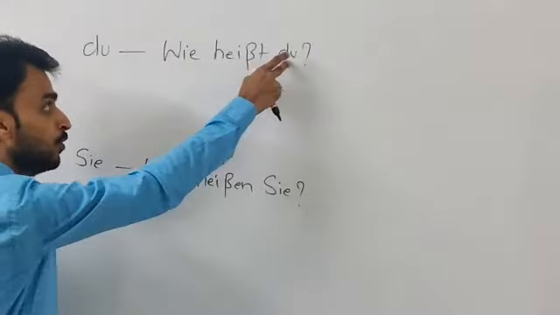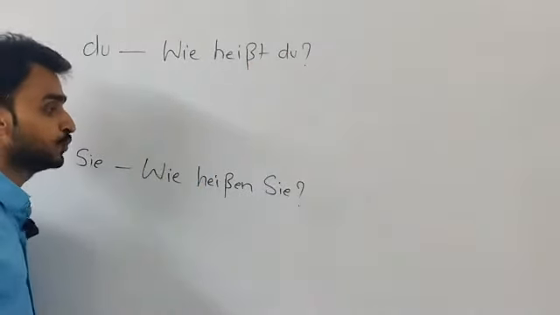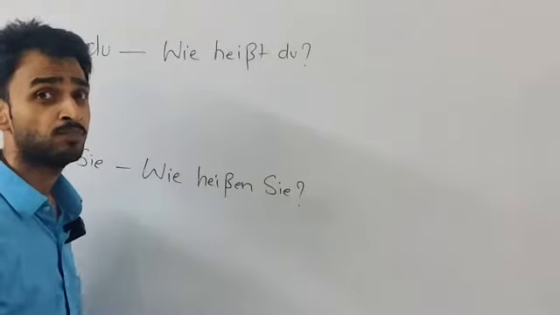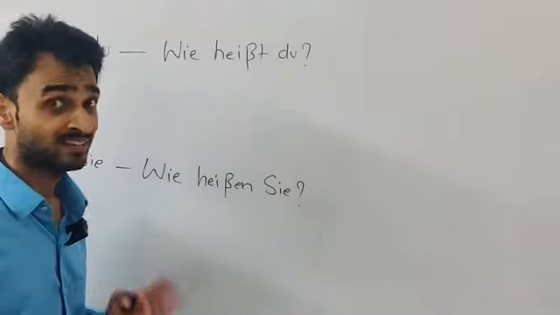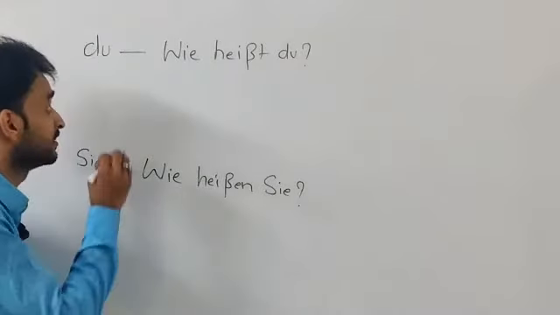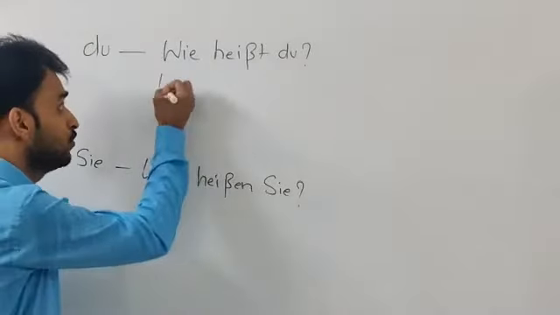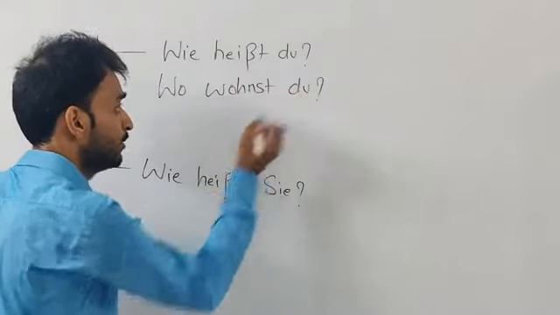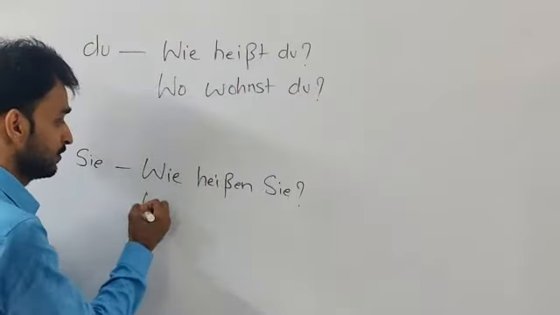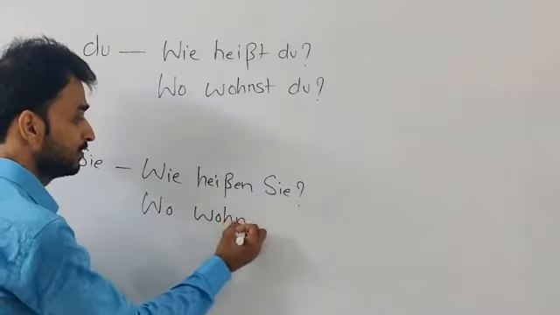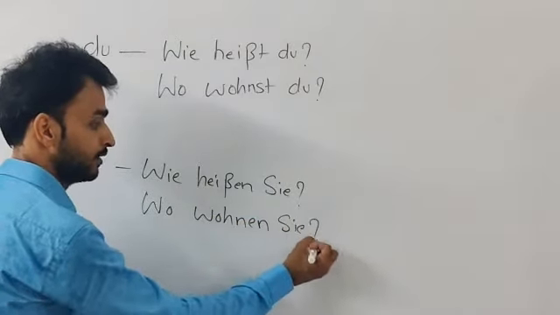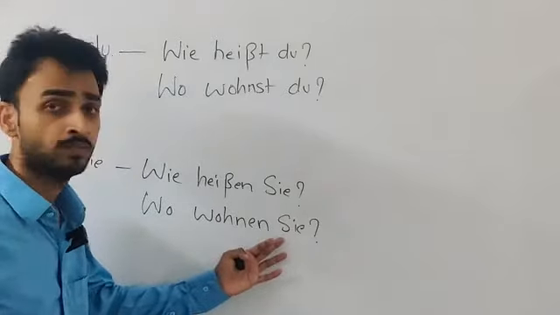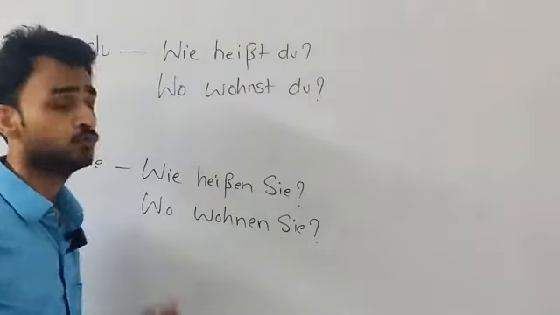So, du form, Sie form. Wie heißt du, Wie heißen Sie? This is the formal and informal conversation. It is very important for a beginner to know, it makes a big difference. Second question, if I ask you, Wo wohnst du? Where do you live? And in the formal, you will say, Wo wohnen Sie? So this is the difference between formal and informal conversation. Again, Sie form, Wo wohnen Sie? And du form, Wo wohnst du?